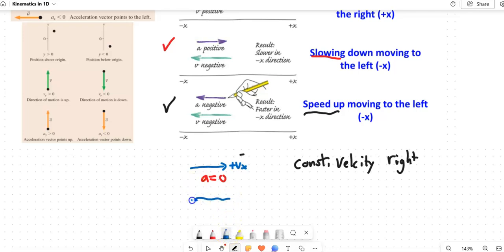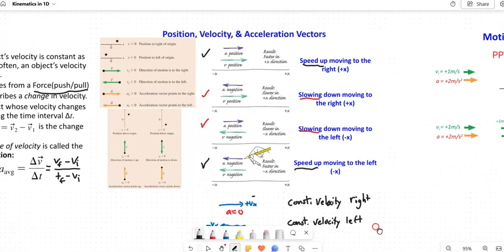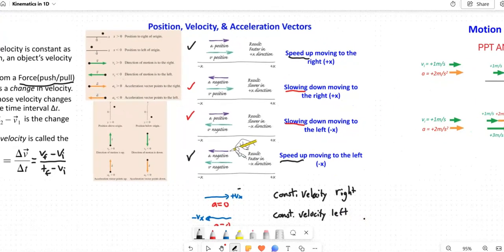Okay. This is going to be a negative velocity vector in the x direction, but again, you have no acceleration vector. So this is constant velocity. Misspelled that. Left. So these are the terms we're going to be using. Speeding up, slowing down, and constant velocity.